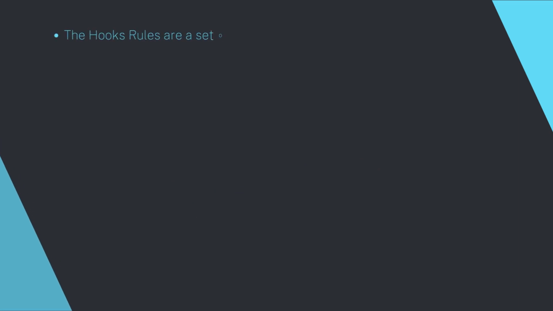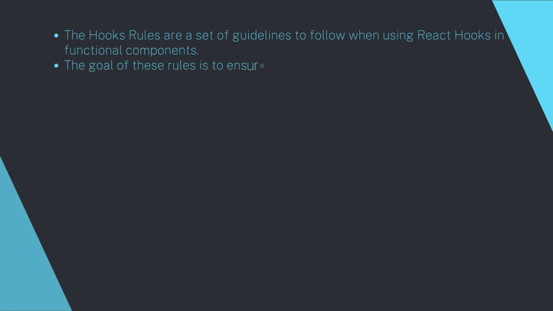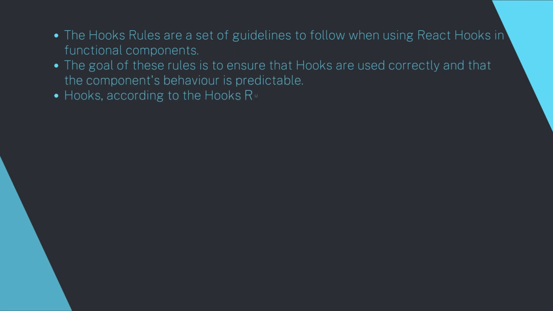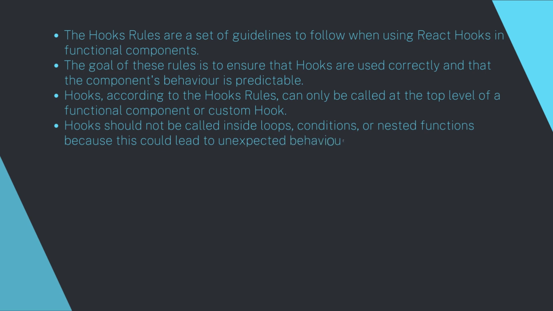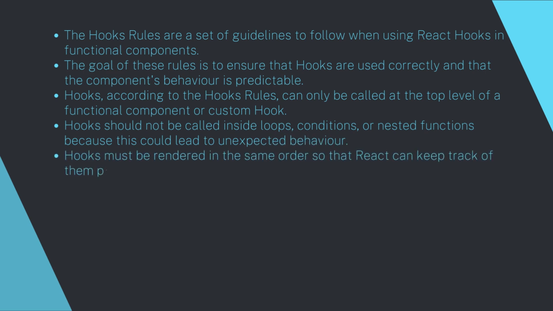The rules of hooks are a set of guidelines to follow when using React hooks in functional components. The goal of these rules is to ensure hooks are used correctly and that the component's behavior is predictable. According to the rules of hooks, hooks can only be called at the top level of a function component or custom hook. Hooks should not be called inside loops, conditions, or nested functions because this could lead to unexpected behavior. Hooks must be called in the same order so that React can track them properly.